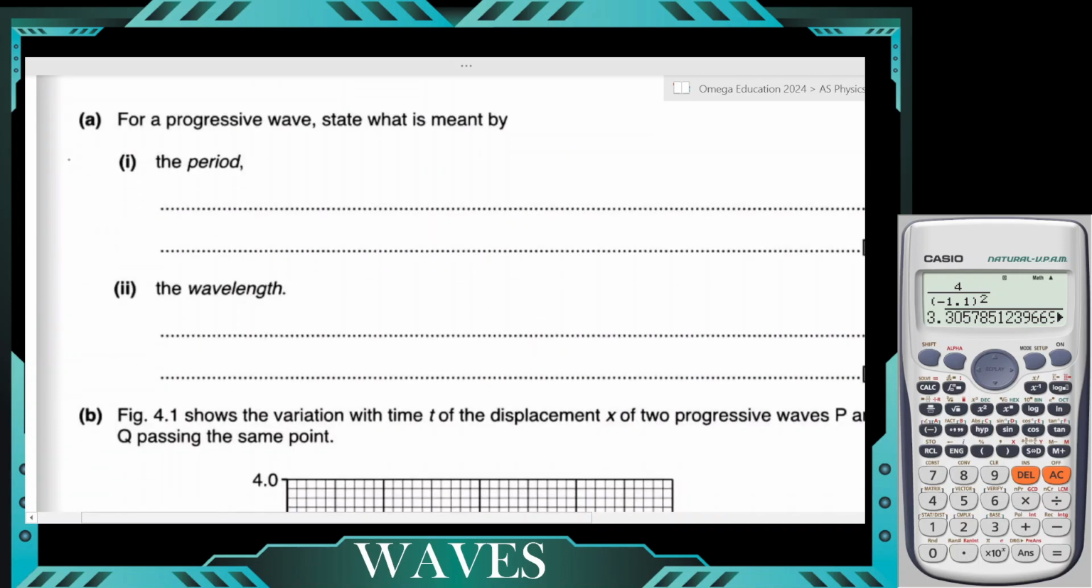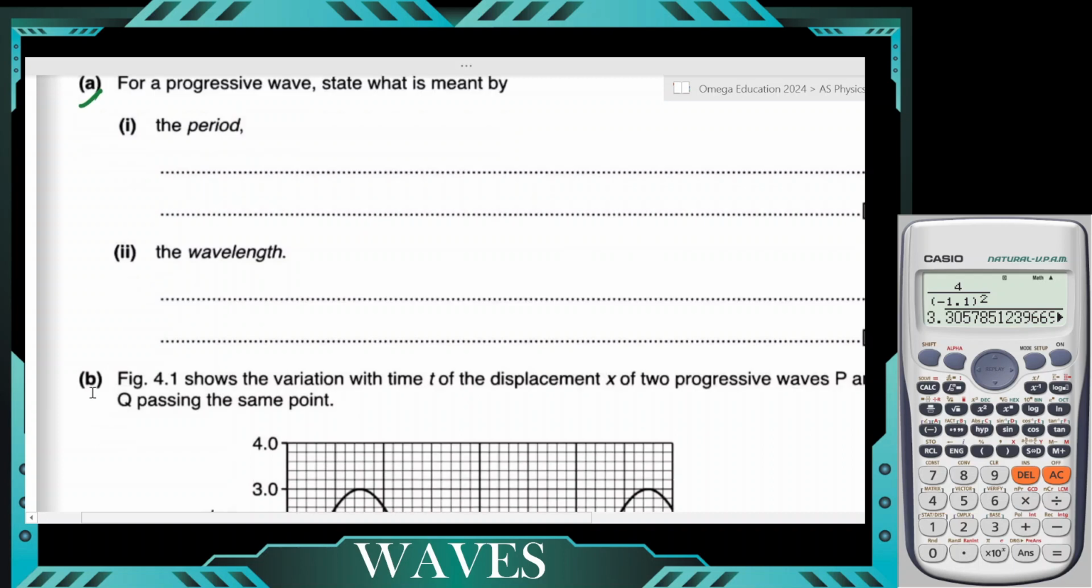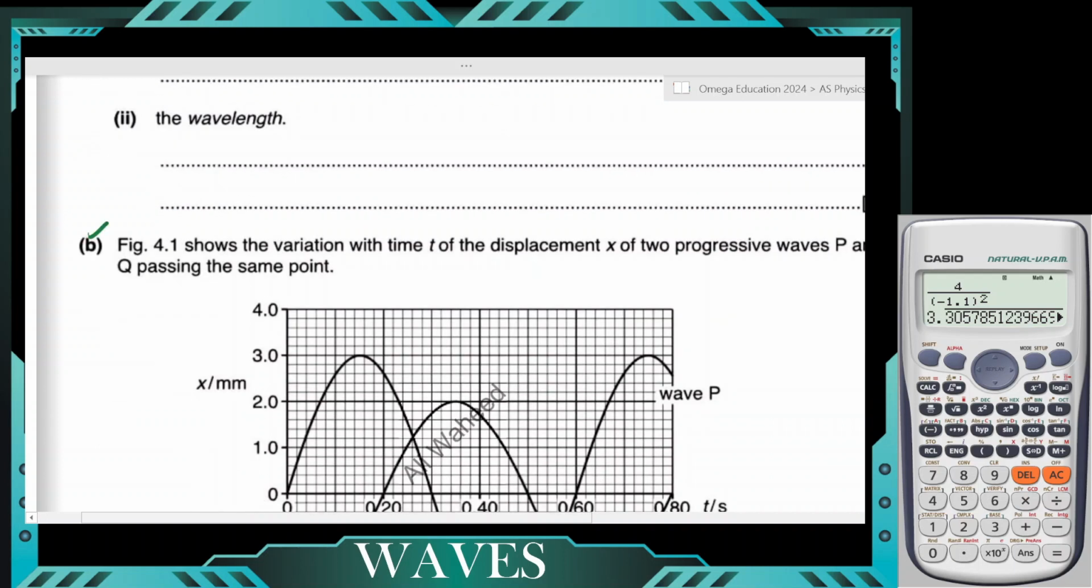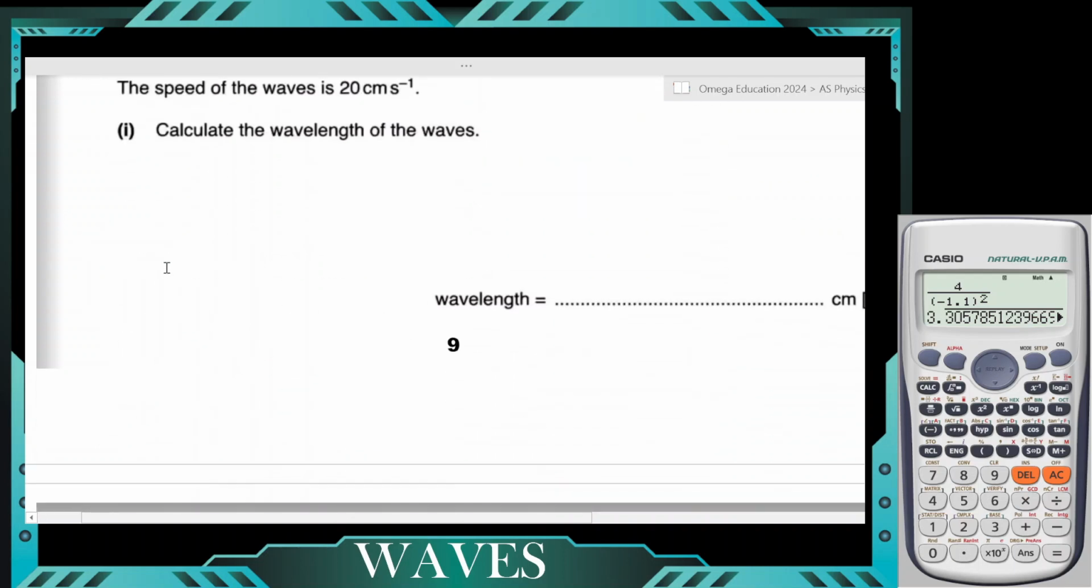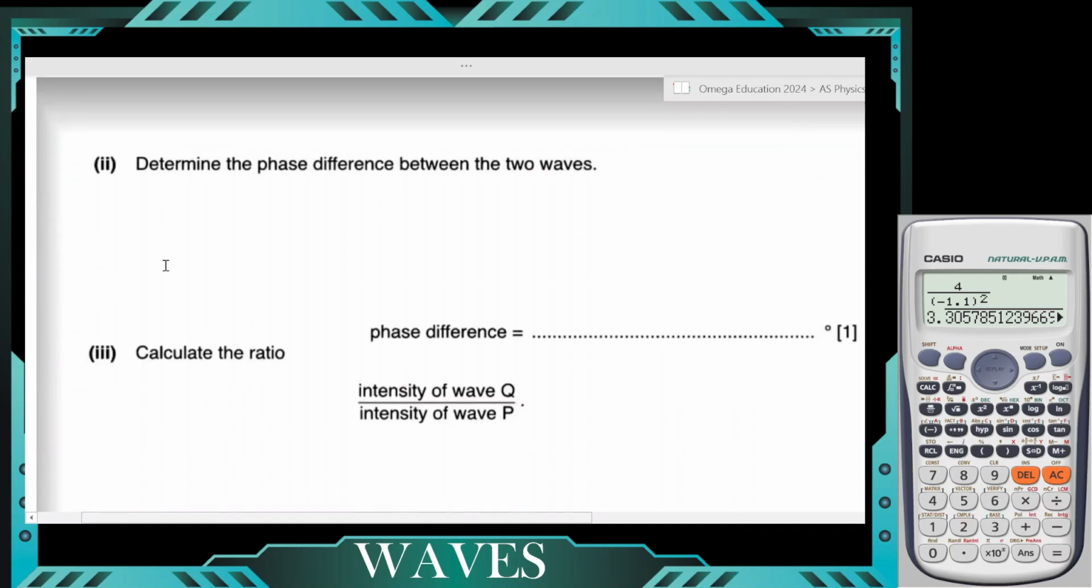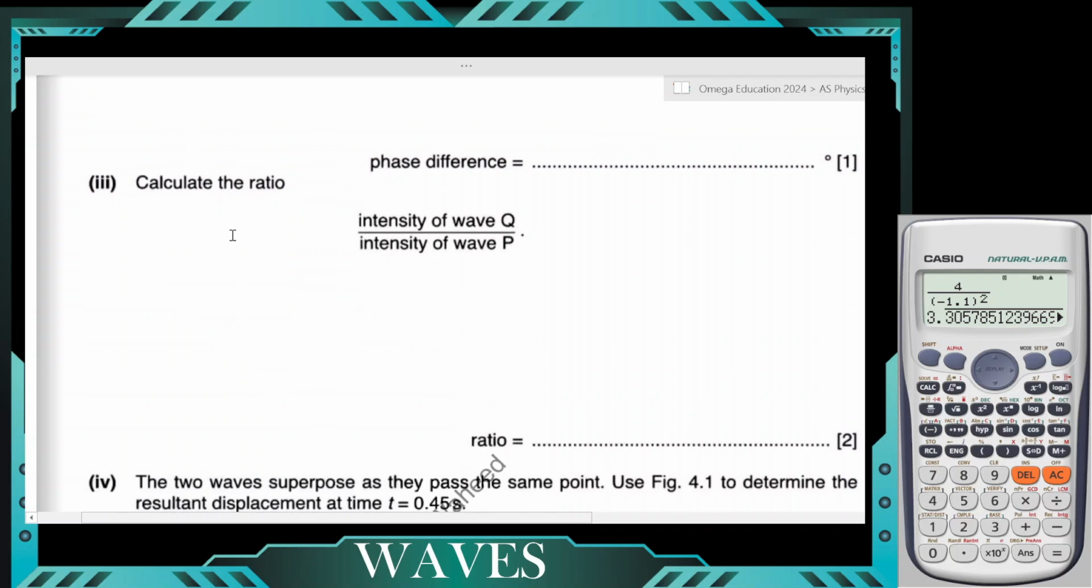Second one you can do by yourself. This one, part B, you can do by yourself. Wavelength you can find by yourself. Phase difference I'll explain afterwards. Let's check out this one.